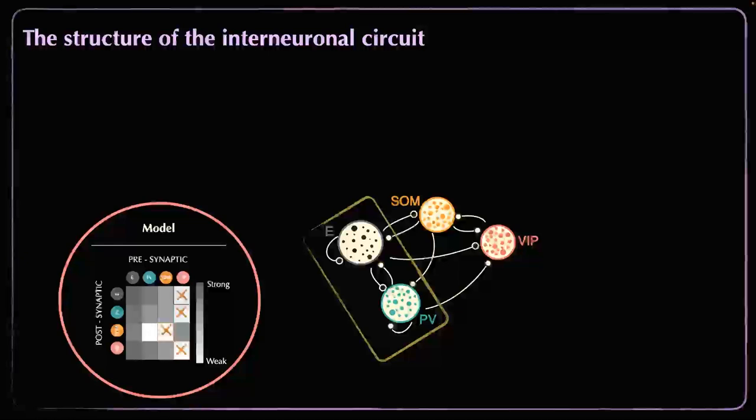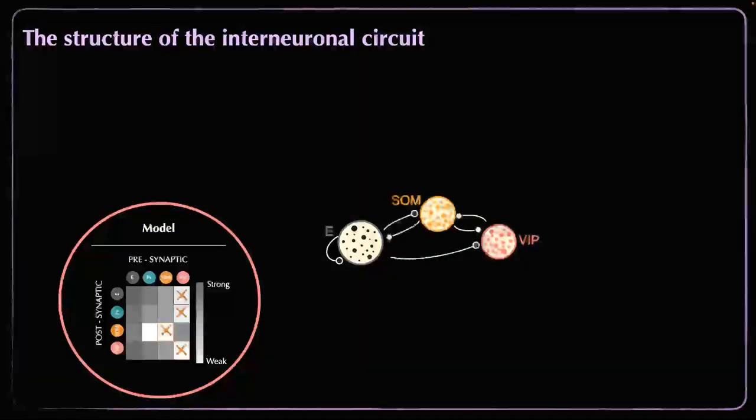Let's think about it as a single unit for a moment, and let's just think about this circuit. In this circuit, VIP interneurons only project to somatostatin interneurons, so it's private inhibition. And these two are bidirectionally connected, and they engage in competitive dynamics.